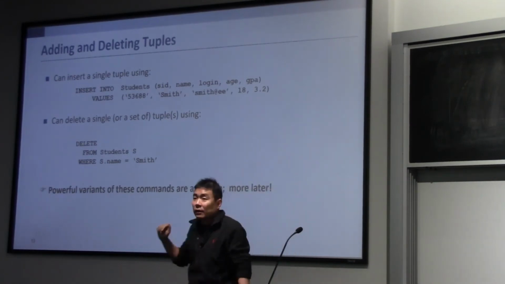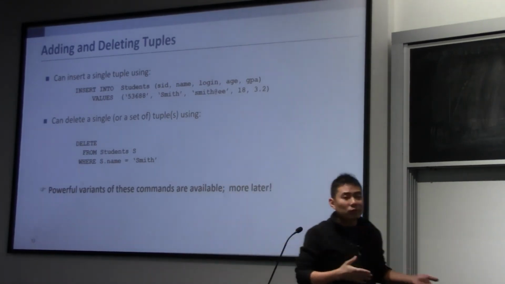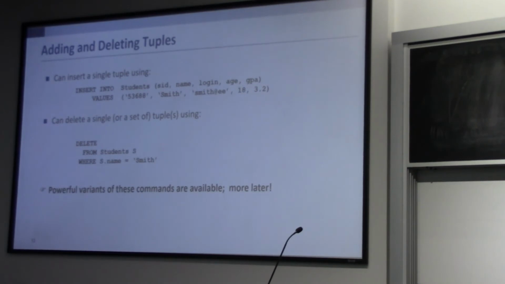For example, GPA. For a new student coming to the University of Utah, the student actually doesn't have a GPA value yet. How can I specify a value for it? So I will leave the GPA field as a null value, which is kind of like a null pointer in C or C++. Okay? I'm not going to specify any value for it.